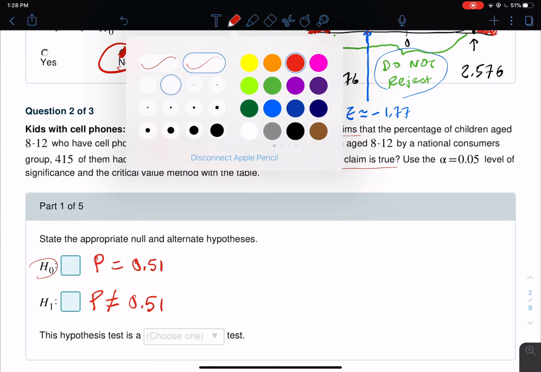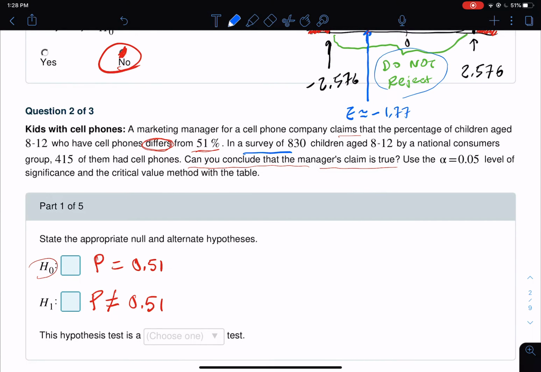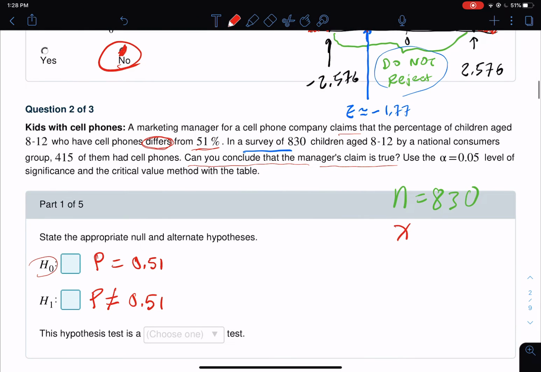Now what comes next is a survey, right? In a survey of 839 children, that's going to be our n value, right? Survey is 830 children, ages 8 through 12 by a national consumers group. 415 of them had cell phones. Well, that's going to be our X, right? Out of 830, 415 of them had cell phones. That is the specified group. So 415 of them had cell phones, so that's the group that had them.